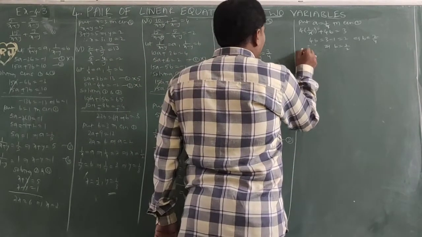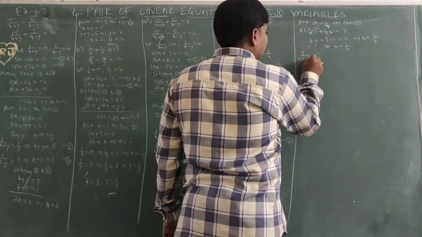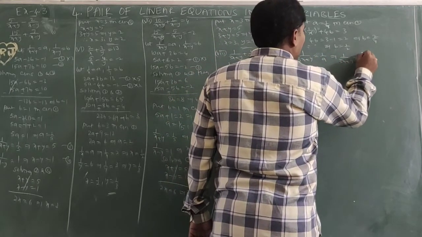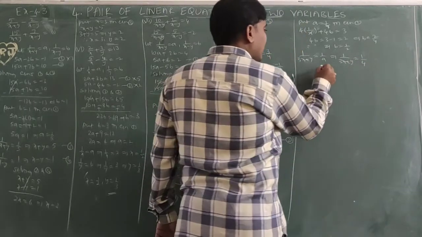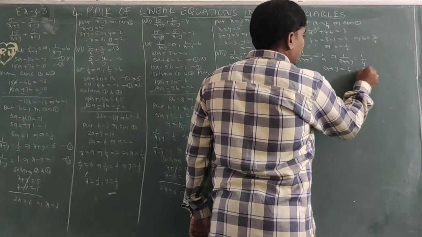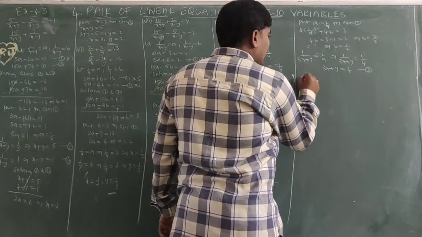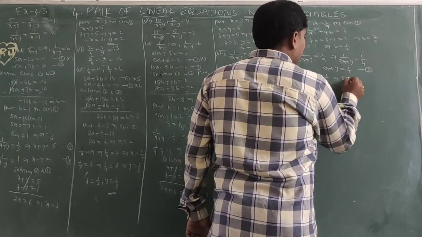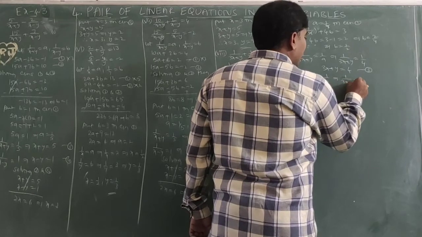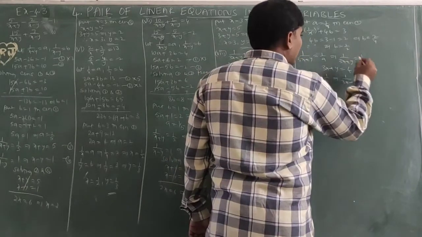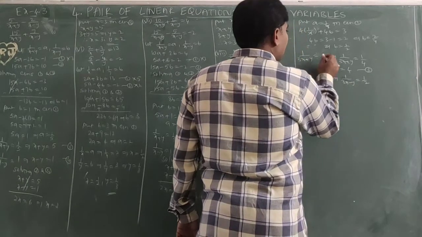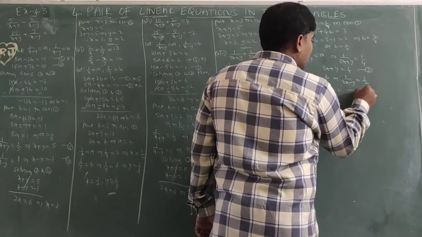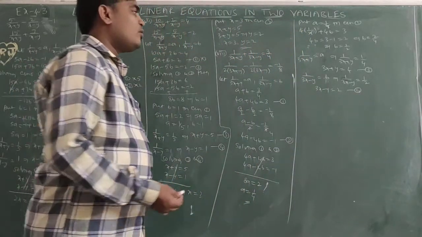So 1 by 3x plus y equal to a, which is 1 by 4, so 3x plus y equal to 4. Equation number 3. So 1 by 3x minus y equal to b. What is b? b equal to 1 by 2. So 3x minus y equal to 2. Equation number 4. So now we need to solve 3 and 4.